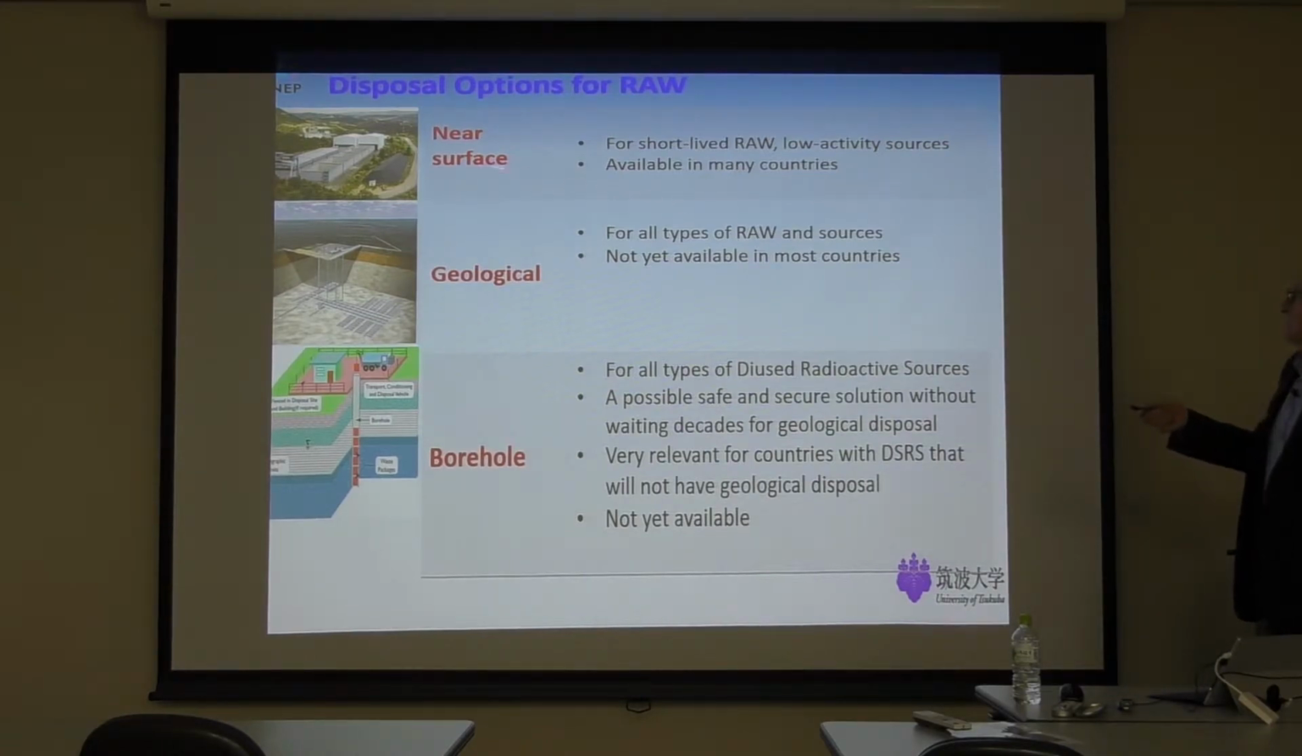So this is an example of a near-surface disposal. This is for short-lived radioactive waste or for lower activity sources, and this can be found in some countries. Geological disposal is not available yet, but licensing procedures are going on in Finland and Sweden to construct and operate such a geological disposal facility for high-level waste.